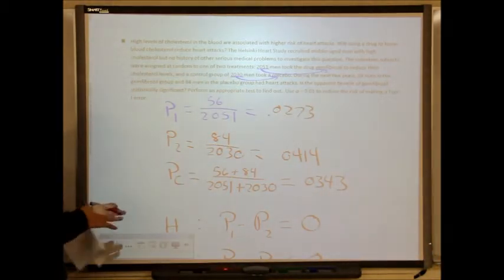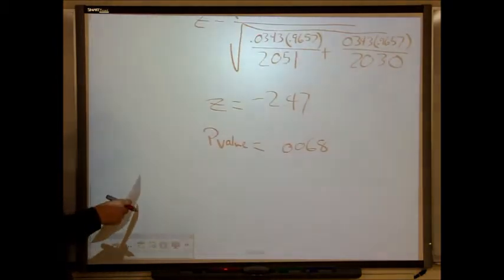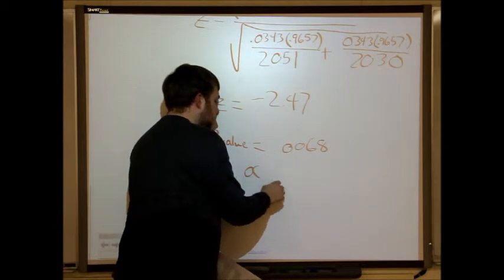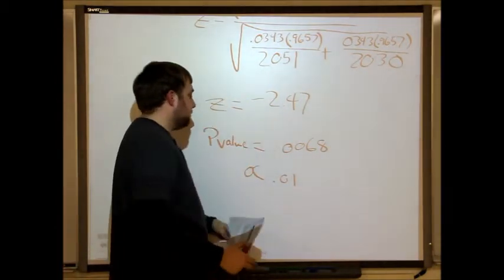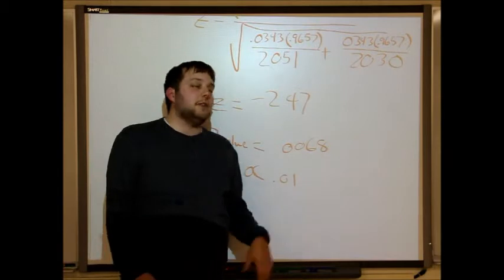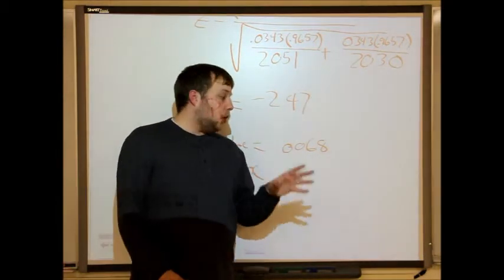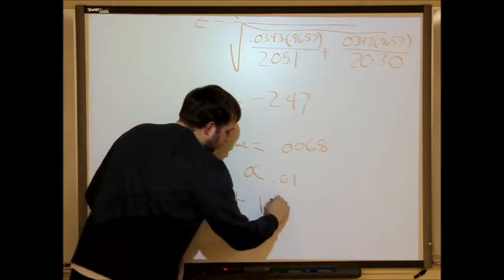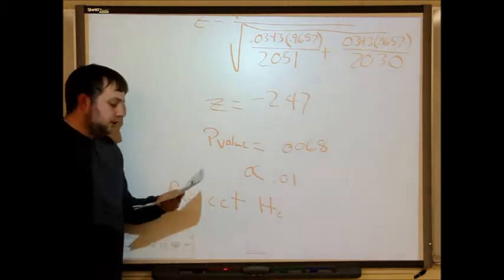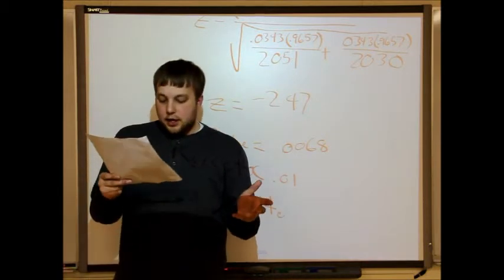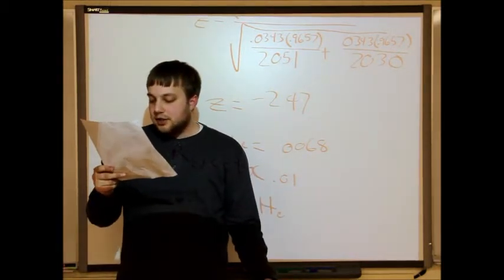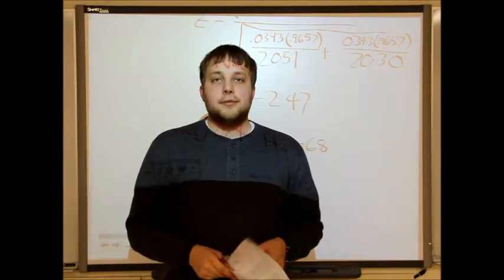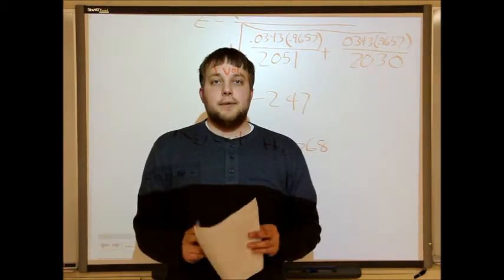So, what's my conclusion? Well, I did have a significance level of 0.01, right? My p-value is definitely, well, it's not definitely, it's lower than 1%. So I am going to reject HO. Okay, I'm going to reject HO and I'm going to say, it appears gemfibrozil reduced cholesterol levels.